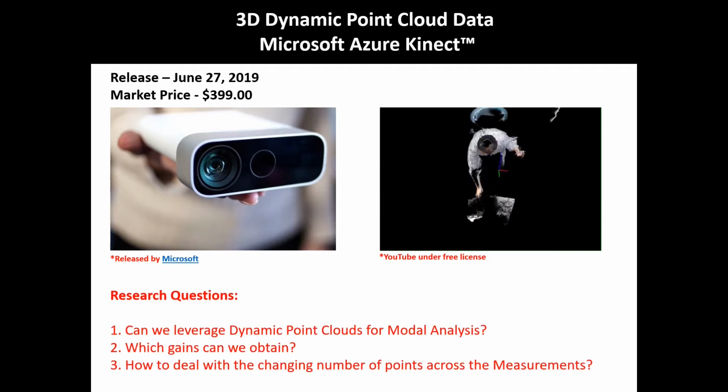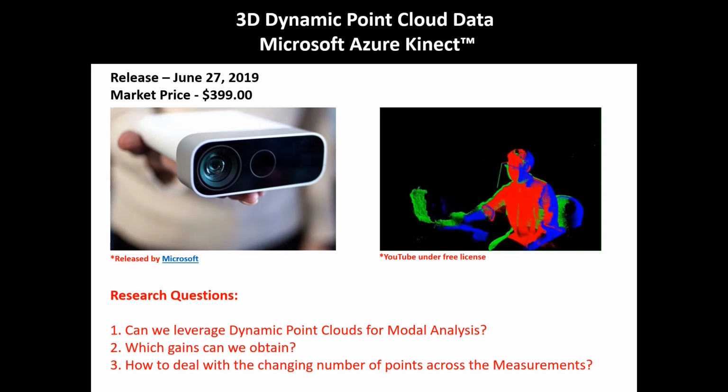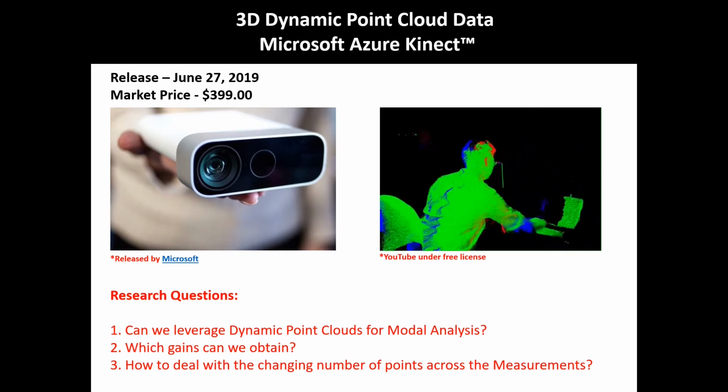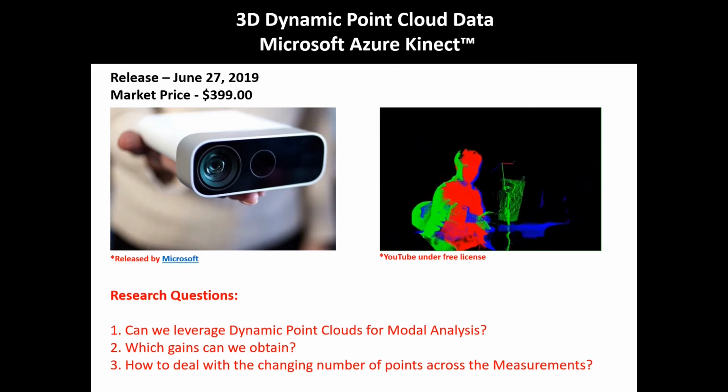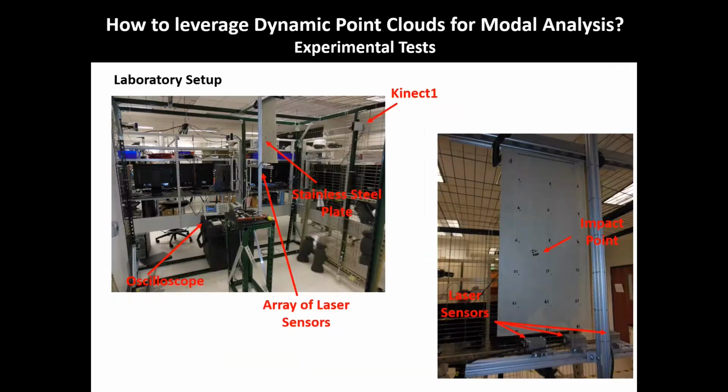The research questions that arise from these new sensors are mainly the ways to actually leverage dynamic point clouds into model analysis, the level of gains we can obtain, and how to deal with the changing number of points across multiple point cloud measurements. Attempting to answer these questions, a laboratory setup was built using a stainless steel plate excited by a modal hammer, with a Kinect measuring the encoding dynamics. An array of laser sensors and an oscilloscope were also used for verification purposes.